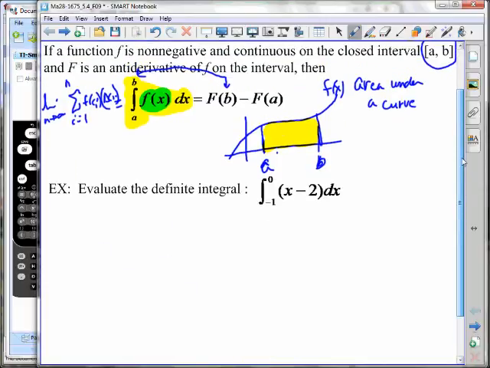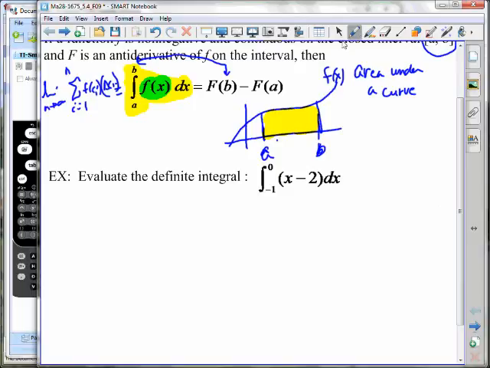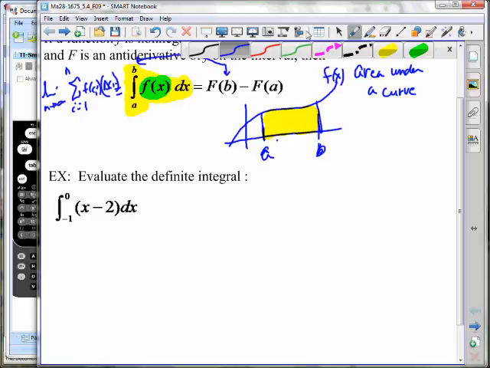So here we go. We have a problem that looks just like the fundamental theorem of calculus. So we're going to set it up in the same way. But before we can solve this problem, we've got to get the antiderivative. Now, do you remember how we get the antiderivative?